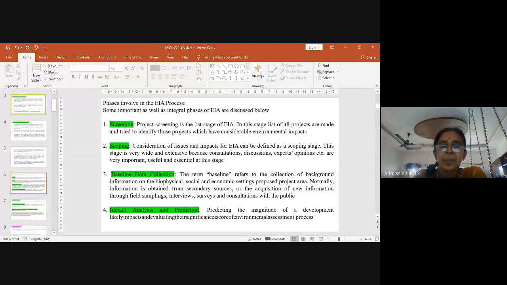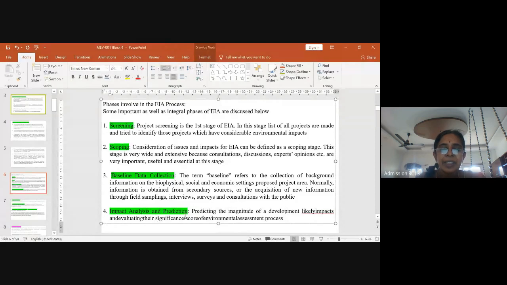In the third stage, baseline data collection, it is the collection of background information on the physical, social, and economic settings of the proposed project area. Then impact analysis and prediction, predicting the magnitude of a development's likely impact, and the significance on the environmental process is taken into consideration. It predicts the magnitude of the impact and evaluates its significance. It is one of the core parts of the environmental assessment process.